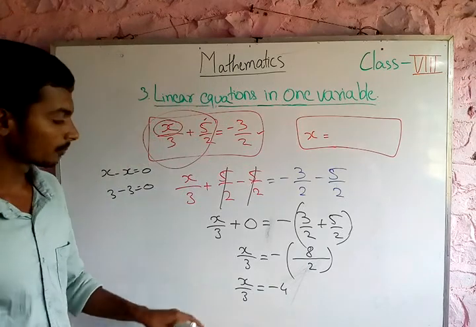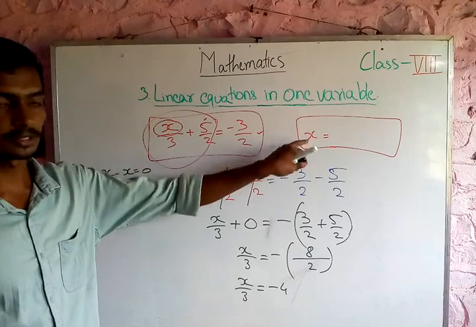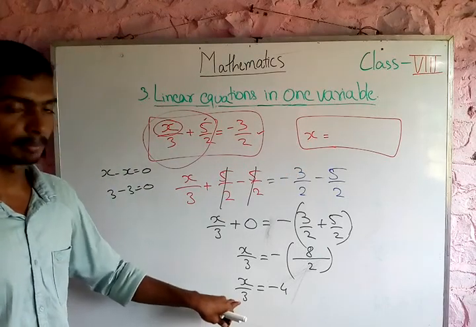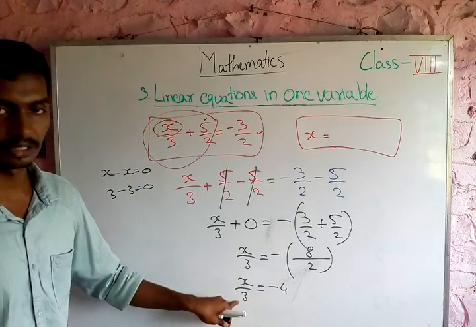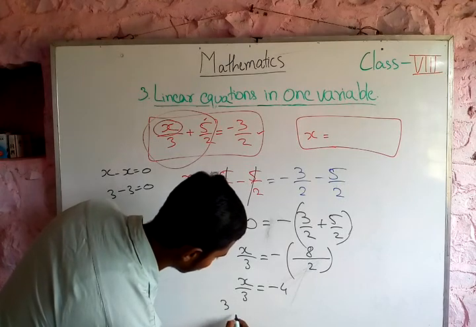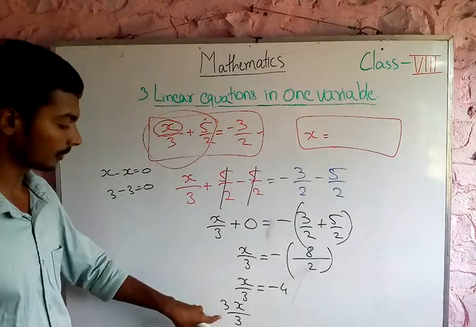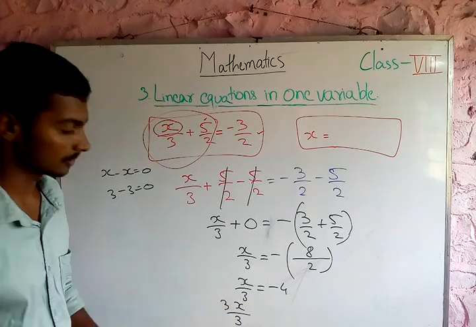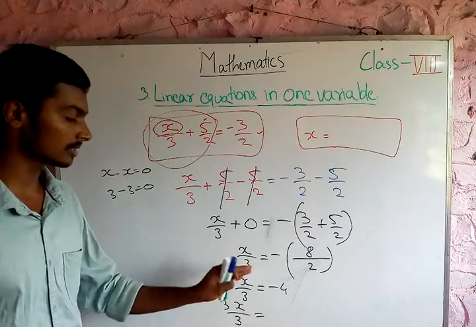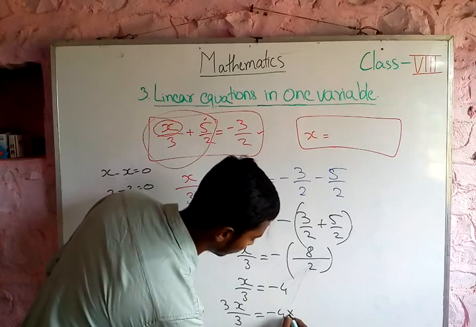Okay, now see, from this we want to reduce it to this form. To do so, what we can do here, this is divided by 3. To remove this 3, we can multiply by 3 on this side. So it becomes 3x by 3. What are we doing here? We are multiplying by 3 on the LHS, and to make the equation balanced, we do the same thing on the RHS also. So it becomes minus 4 into 3.